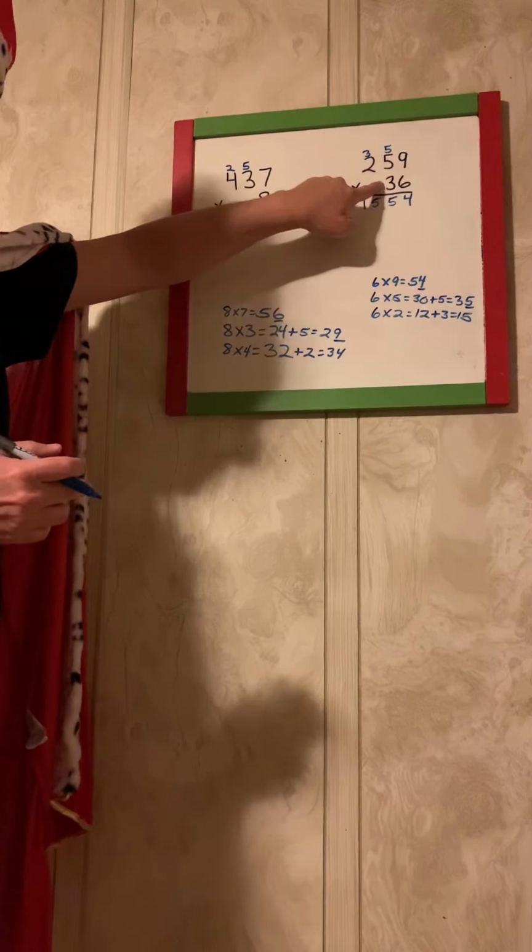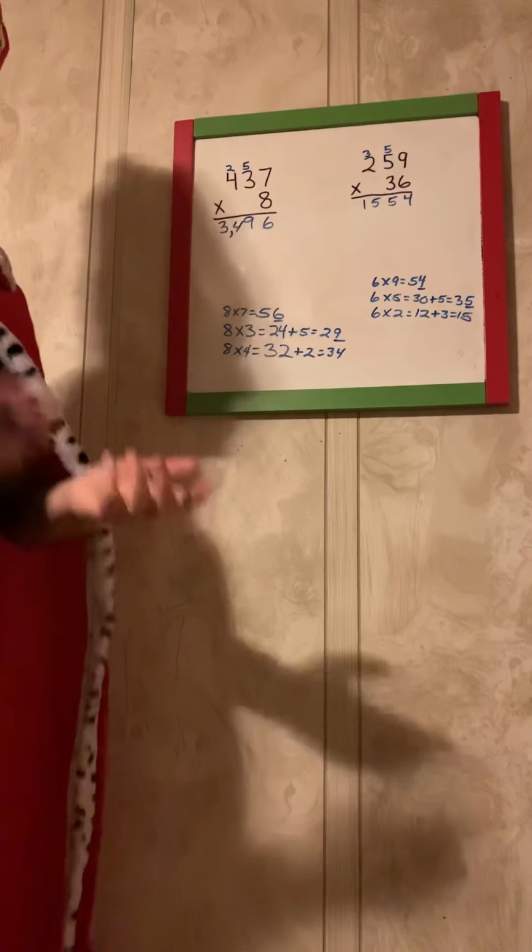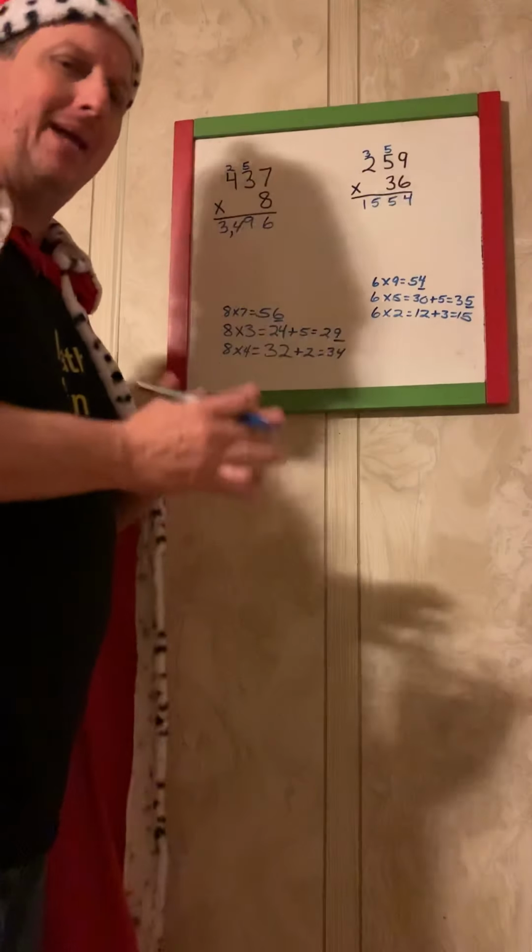But I still have a 3 in the tens place here. 3 tens makes 30. So I have to do 259 times 30 still. But I want to make sure I don't make any mistakes.